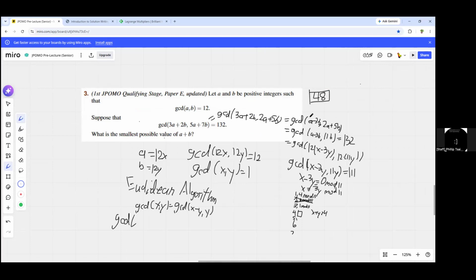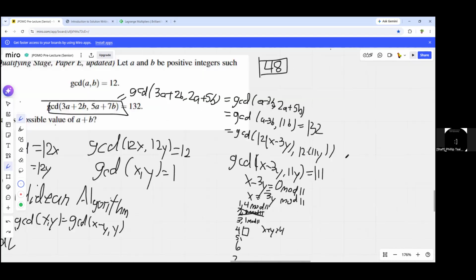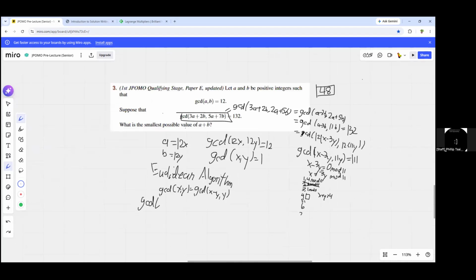So basically, we will use the Euclidean algorithm to find that our greatest common divisor expression is equivalent to this expression. And then we sub in a equals 12x and b equals 12y to get rid of all the factors of 12 and all the multiples of 12, which is helpful because now we can just test out values of x and y, and find the smallest possible value.